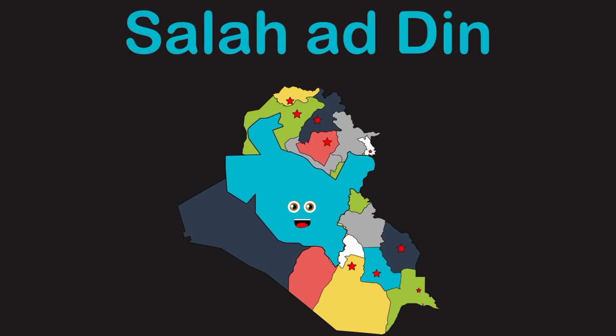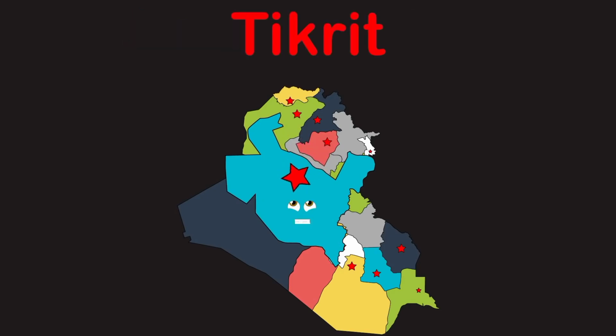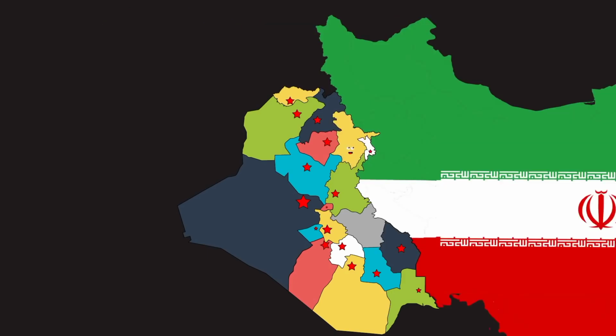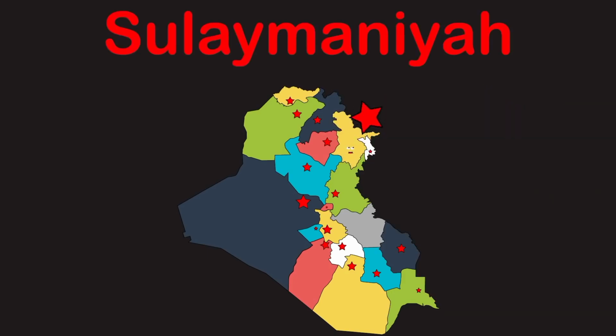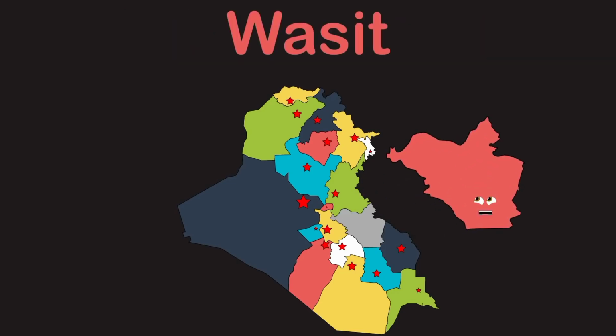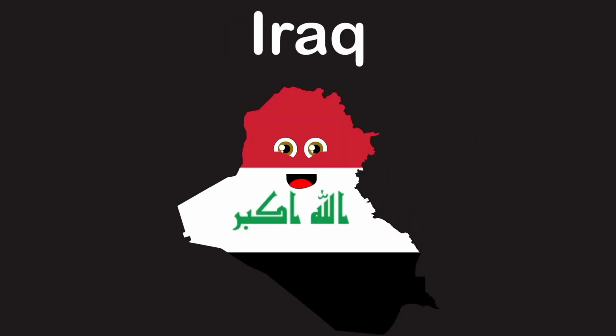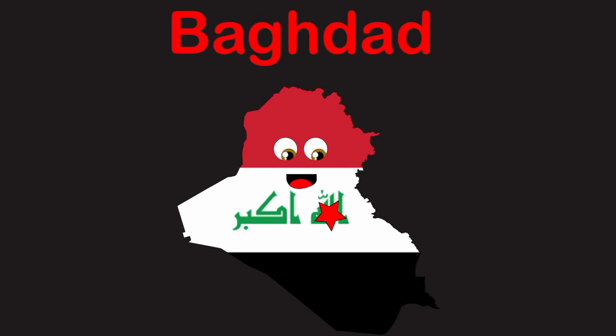Salahuddin, that is my name. Tikrit is the capital in this game. Sulaymaniyah borders Iran here. Sulaymaniyah shares the same name I hold so dear. I'm Wasit, I am the last governorate. Kut is my capital, you are smarter I bet. Iraq is my name, I am in Asia. Baghdad is my capital, it's nice to meet ya.